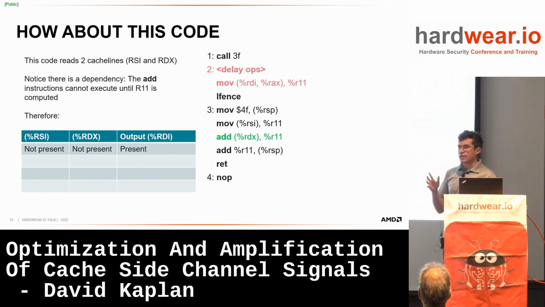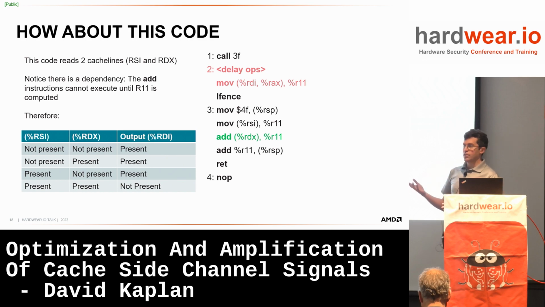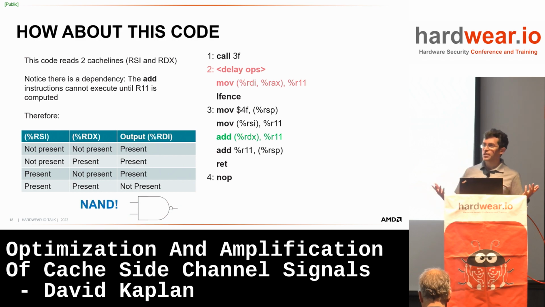If both of these cache lines are not present, then the speculation is going to go on for a while. We bring in cache line B. The same happens if either one of the cache lines is not present, because we have to wait for both. If they're both present, then we execute the return quickly, and we don't get cache line B. So we've kind of just created a NAND gate. So that's kind of fun. So what else can we do?